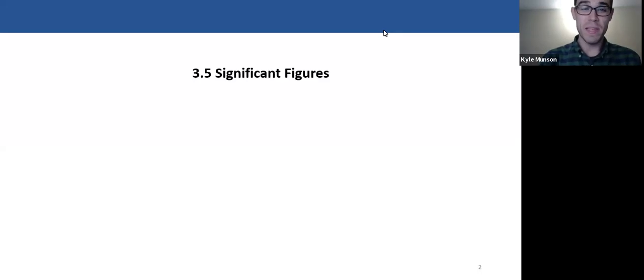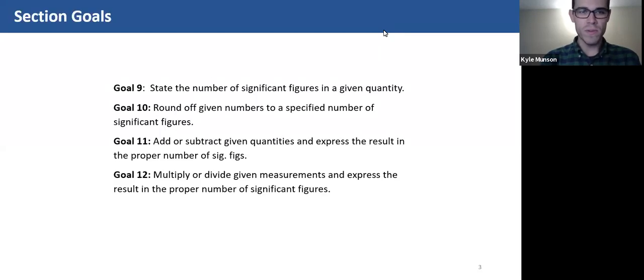Well, in this video, we're going to be continuing our discussion on Chapter 3, and we're going to be talking about significant figures. Here are the goals for our understanding of significant figures: to state the number of significant figures in a given quantity that would be expected if the section title is called significant figures.